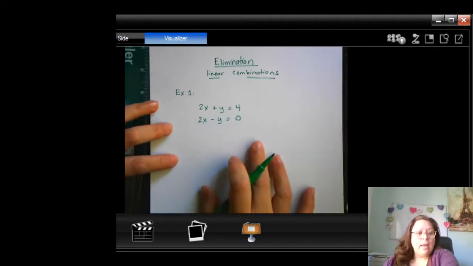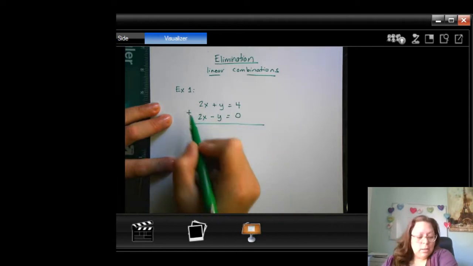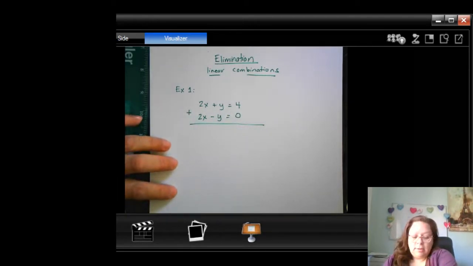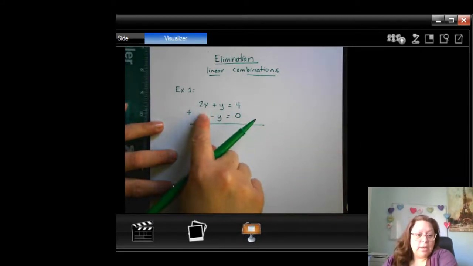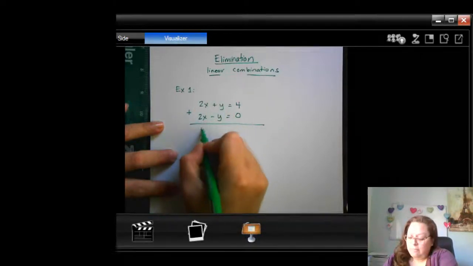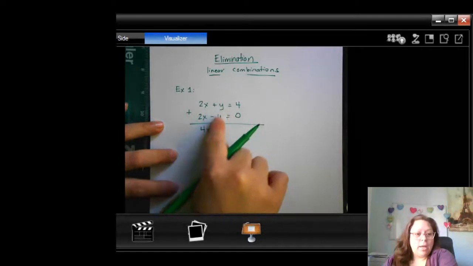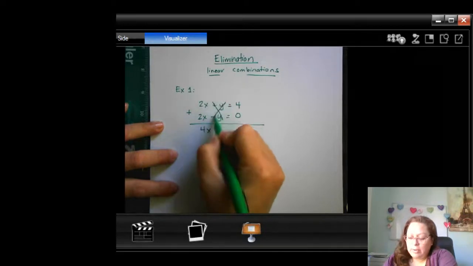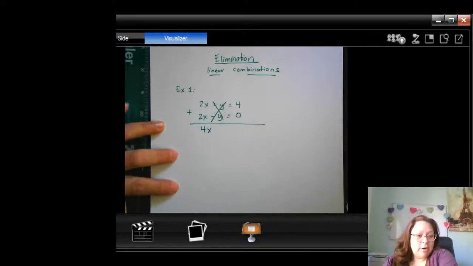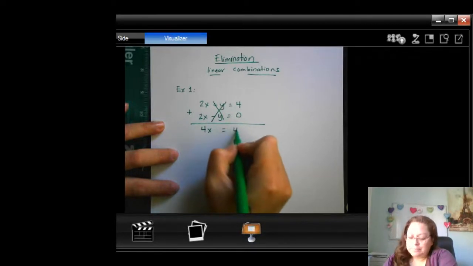Now, when we're doing elimination, what we want to first do is add the two equations together. When we add the two equations together, you get 2x and you add 2x, it gives you 4x. Here, when you have one y and you minus a y, you get 0. So these automatically will cancel. That's the elimination variable that gets canceled right away. Then you have 4 and you add 0, you are equal to 4.